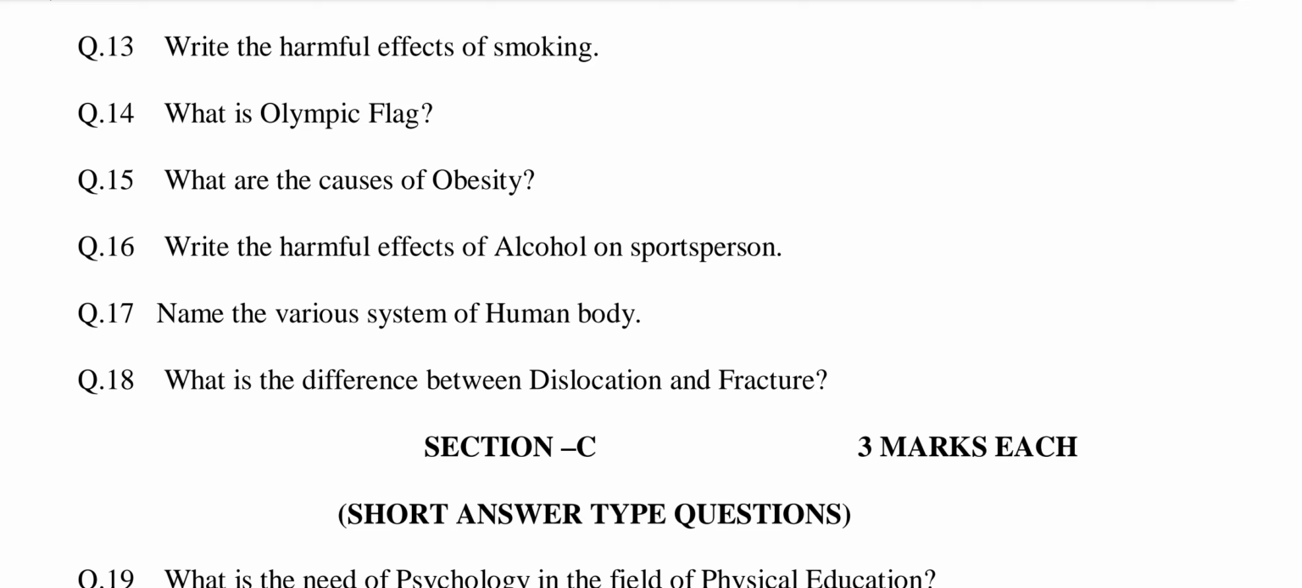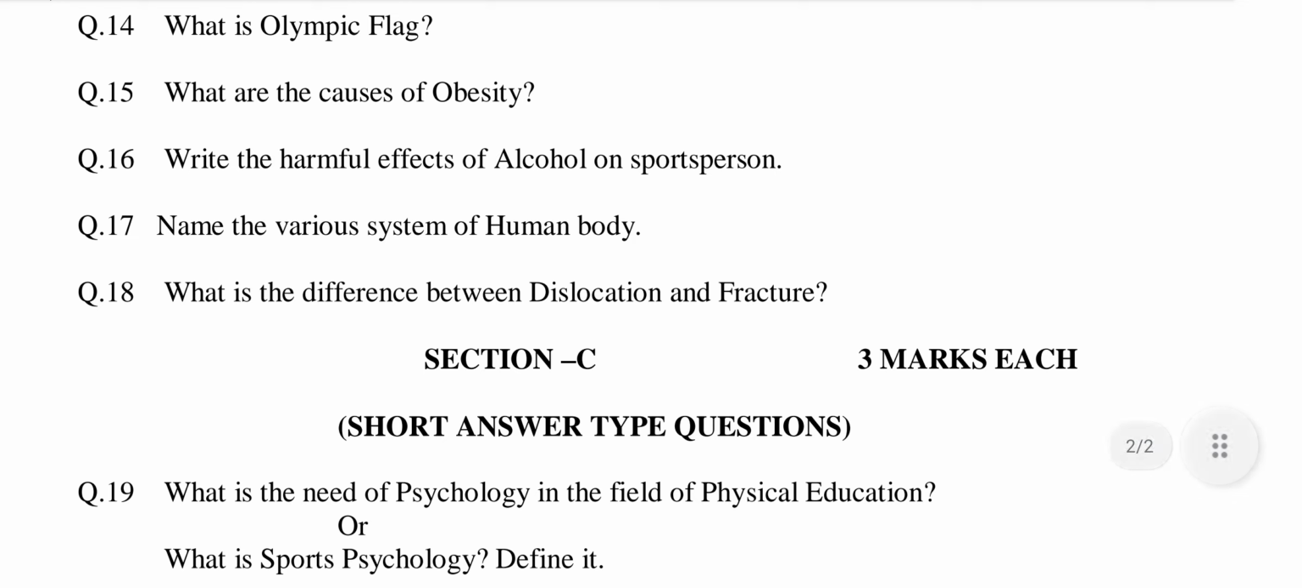Question number 14. What is Olympic flag? This question is related to chapter number 8. The answer may be: Coubertin prepared the Olympic flag in the year 1913 and it was first displayed at the Olympic Congress in the year 1914 and hoisted in the 7th Olympic Games at Antwerp, Belgium in 1920. 5 colors represent 5 continents.